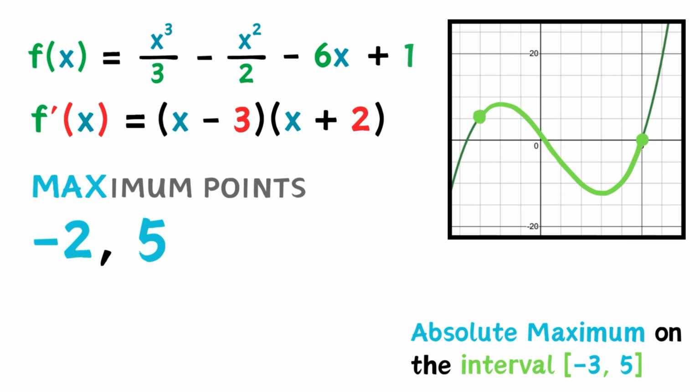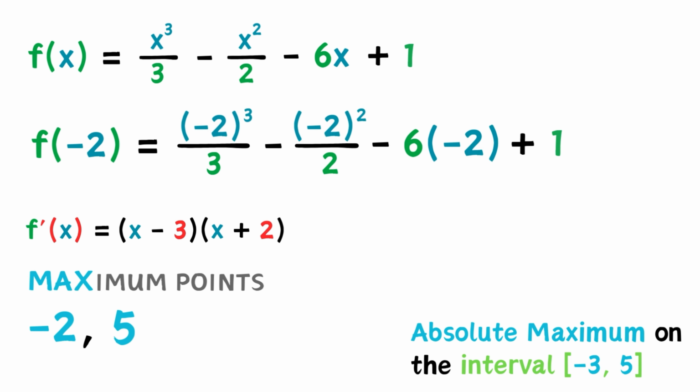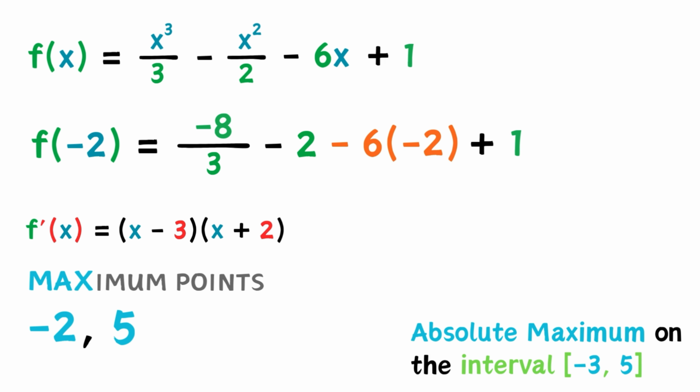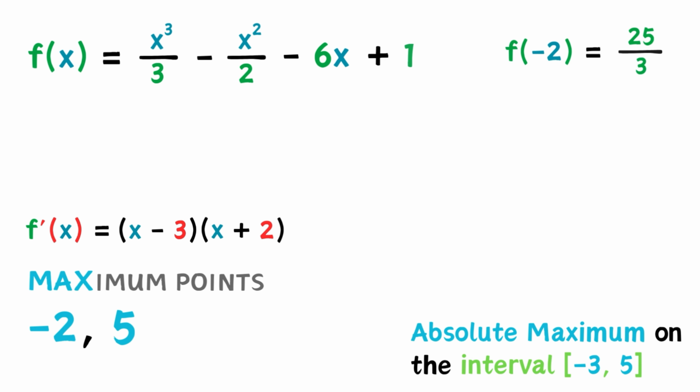Which one is the absolute maximum, or which one has the greater function value? Well, looking at the graph, it looks like -2, but let's substitute into the function to make sure. What is f(-2)? Well, -2 cubed is -8. -2 squared is 4, 4 over 2 is 2, and -2 times -6 is positive 12. -2 plus 12 plus 1 is 11, and 11 is the same as 33 over 3, so if we add that to -8 over 3, we get 25 over 3. Okay, that's f(-2).